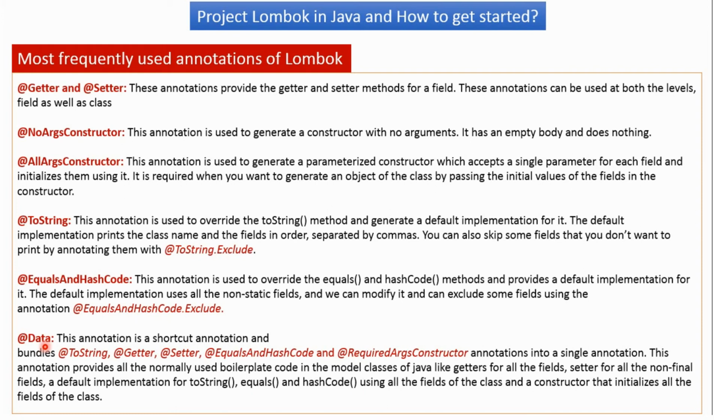The sixth one is the Data annotation. This annotation is a shortcut annotation, and it bundles toString, getter, setter, equals and hashCode, and RequiredArgsConstructor annotations into a single annotation.